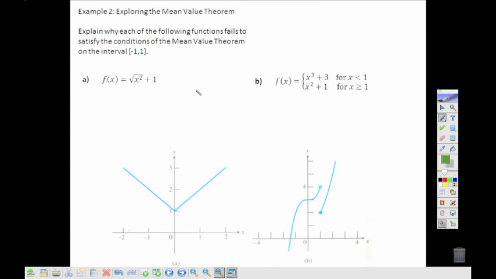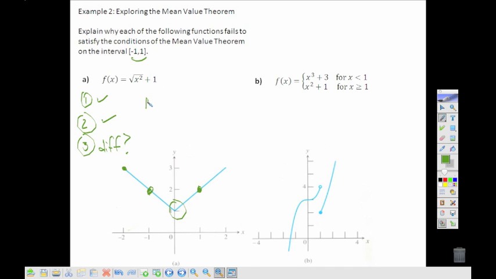Okay, so in these two problems we want to look at why these things would fail. Now we see here that there's a corner, which is telling us that we don't satisfy the third part of this. So first of all, it is continuous, and it is a closed interval going from -1 to 1, so we can plug in any of those values here. But our third condition, that it is differentiable, we can see here a corner.